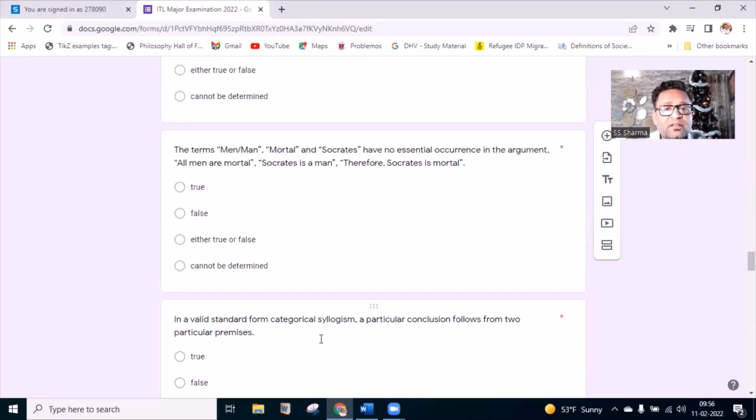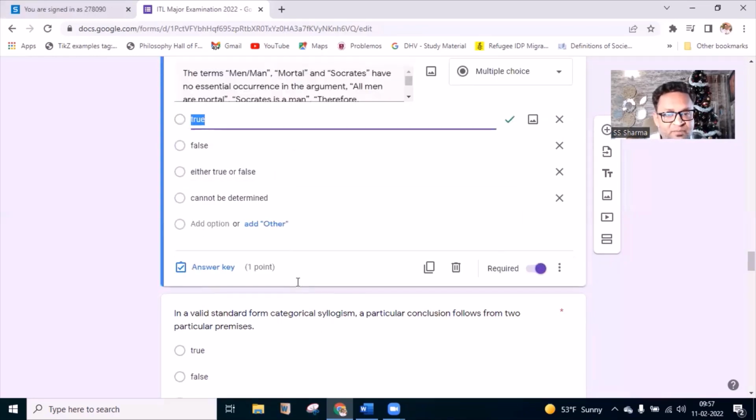The next question: the terms man, men, or mortal, Socrates have no essential occurrence in the argument. All men are mortal. Socrates is a man, therefore Socrates is mortal. So it precisely says that deductive arguments are more structural by nature. They have a syntactic understanding, right? So the syntax is important. Even if you change men with goats or Socrates with, say, Sunil, it will remain the same, right? So this was a true statement.